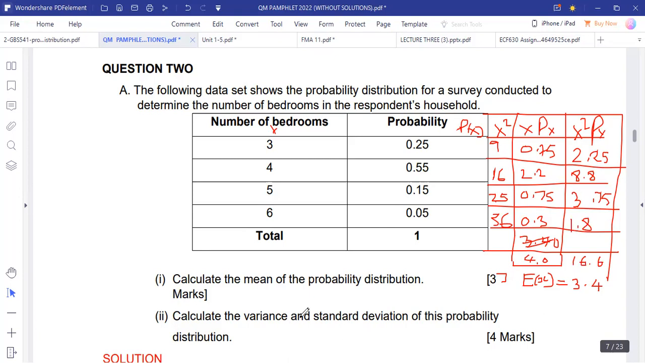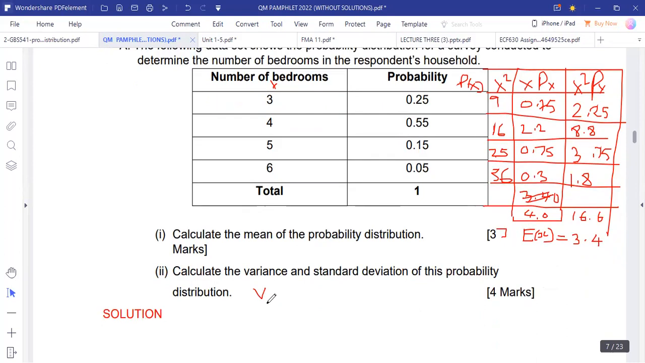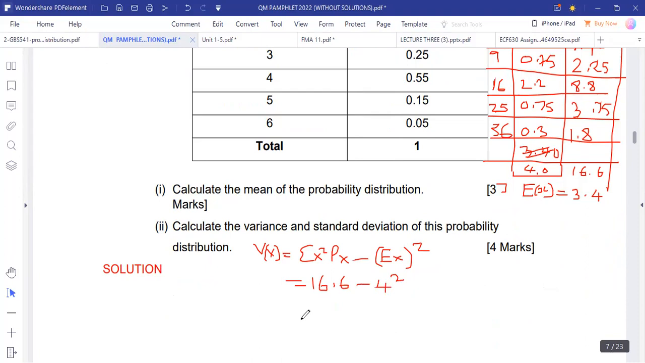So with 16.6, how do we get the variance? Variance is given by what? What's the formula for the variance? Summation of x squared p(x) minus what? Minus the mean squared. So 16.6 minus what? 4 squared, which is 16. So 16.6 minus 16 is 0.6.